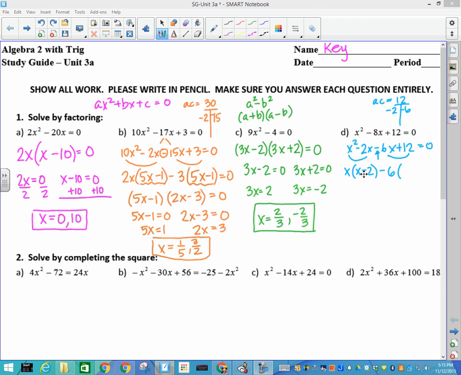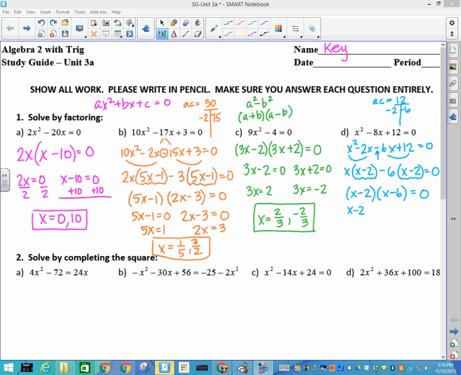I take out negative 6. Remember, I told you to write the same thing, so that's x minus 2. And check it out. Negative 6 times x is negative 6x. Negative 6 times negative 2 is positive 12. So once again, this is my common binomial factor. So x minus 2 times x minus 6 equals 0.